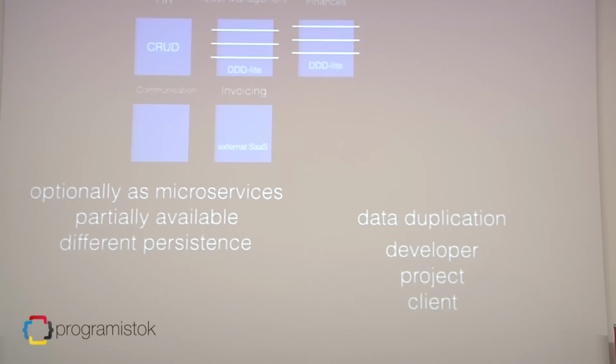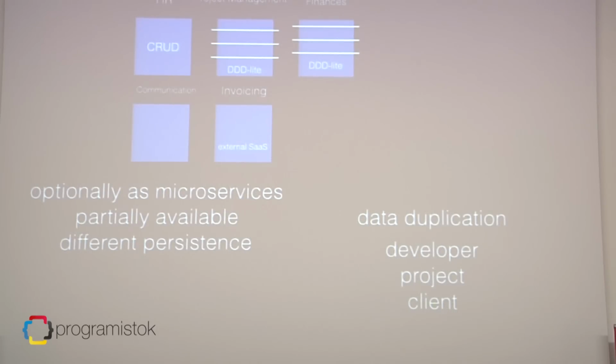Those things are optional microservices. In the future, they don't need to be, but they should be. We can imagine that they could be partially available. So if we have the human resources microservice going down, the project management part should still work because it still has all the data we need. And this is what we get when we go microservices here. Again, I will repeat, those things could use different persistence mechanisms.